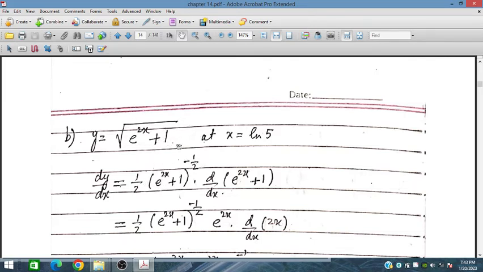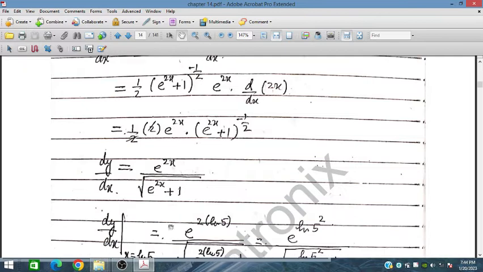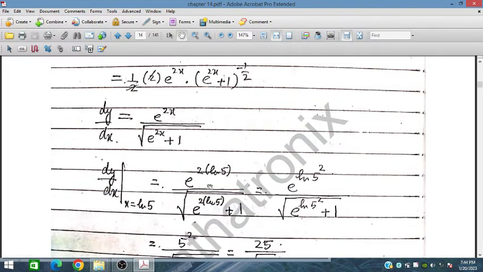So this is power half, half will appear here, and then 1 minus half. So half minus 1, then this becomes minus half. Half minus 1 is minus half, and then differentiate the inner part, and we'll get this result. And by placing it here, we will get this dy by dx.